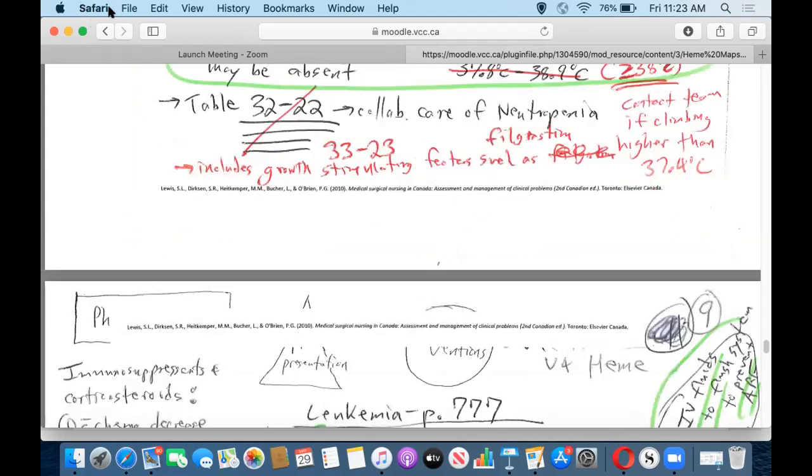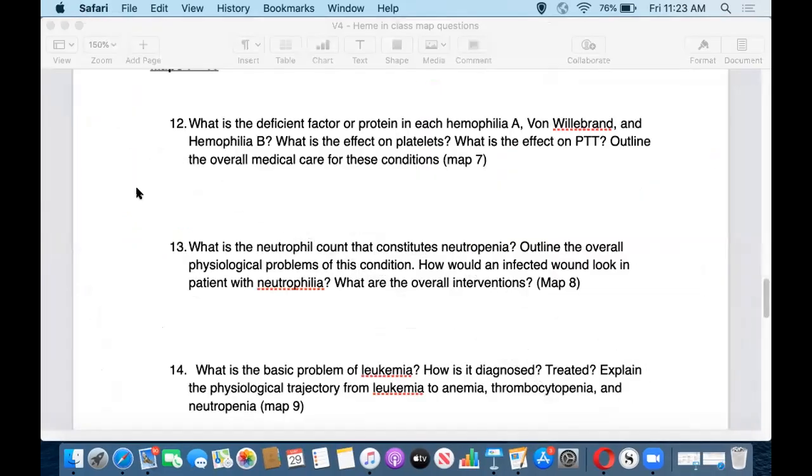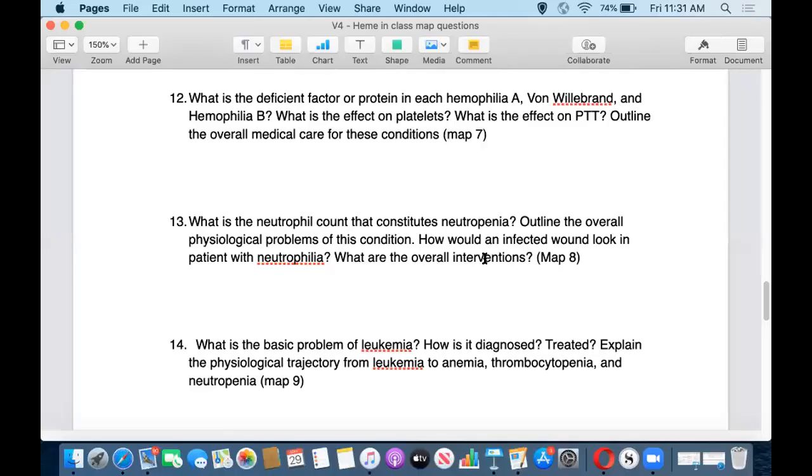Okay, and I think we're on the last question of this section, which is 14, which is asking us to explain leukemia. So question 14 is just asking us to do a quick overview of leukemia and how that can lead to what's called pancytopenia, which is a decrease in each of red blood cells, platelets, and white blood cells. So let's look at map 9 and get a sense of what's going on here with leukemia.